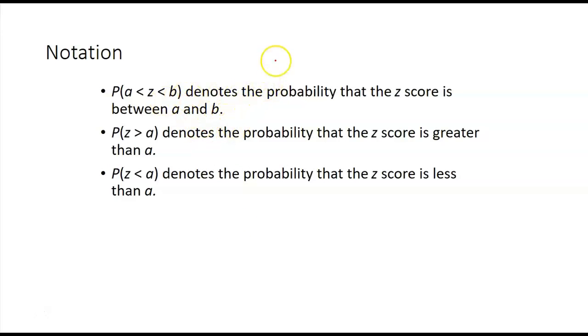And so this is just some notation. So if it's between A and B, then this would be the notation. If it's greater than A here, and if it's less than A, this would be the notation.